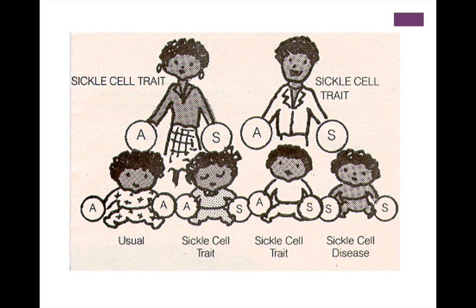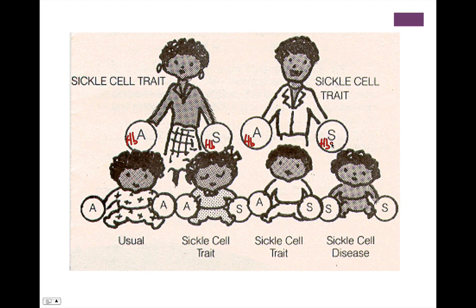In this artist rendition of the trait of sickle cell, you can see that each one of these parents is carrying both the normal, the HBA, which is just denoted with the A, and also the S. And what that means is that each one of these parents are carriers.